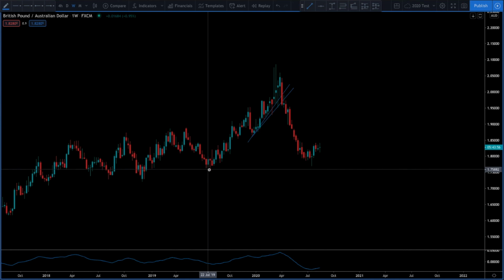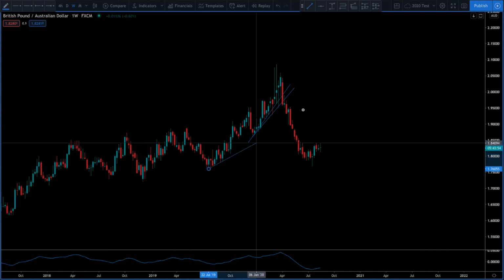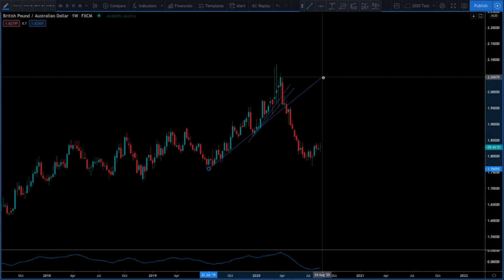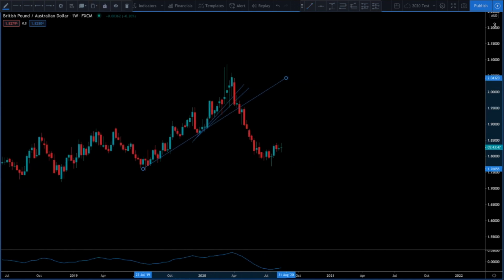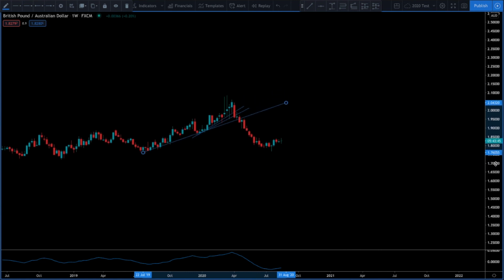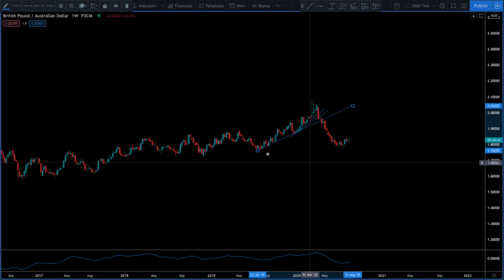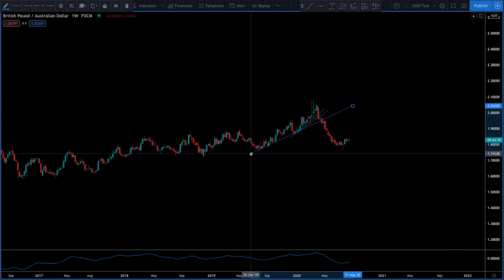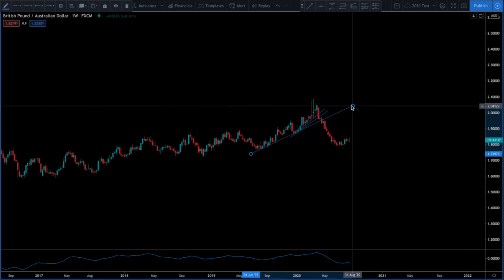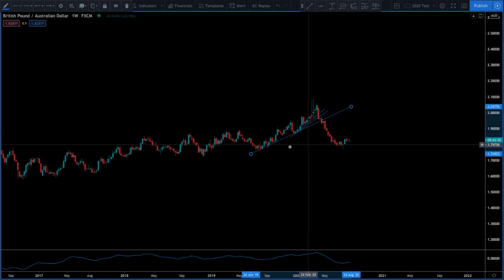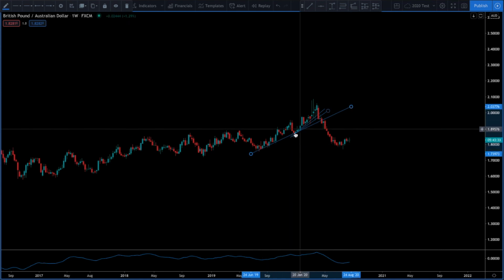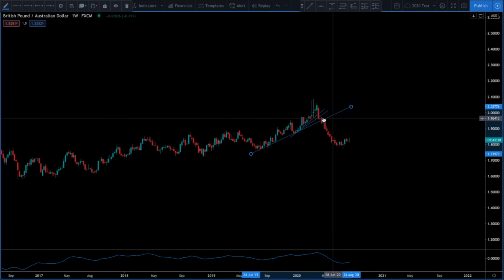But this trend line right here, I also saw it on the daily, but I wanted to show y'all on the weekly. This is a better trend line on the weekly. So we're looking for touches. There's a good 1, 2, and then it broke and retested it.